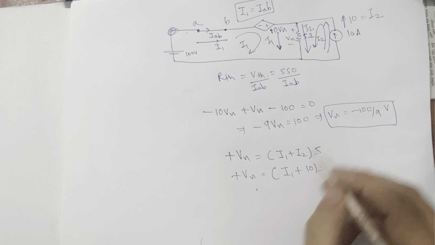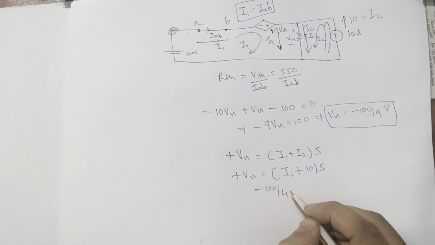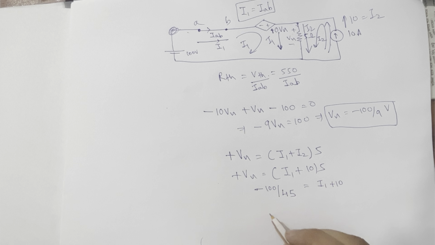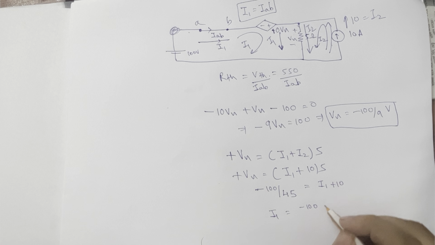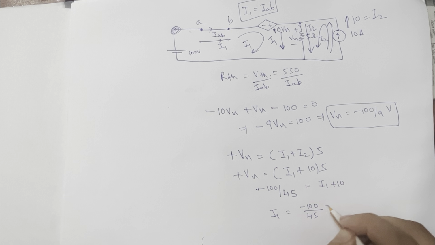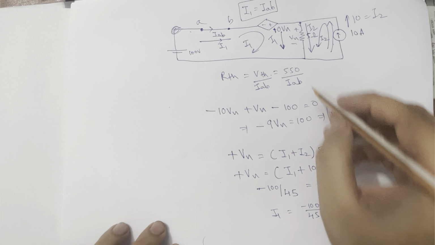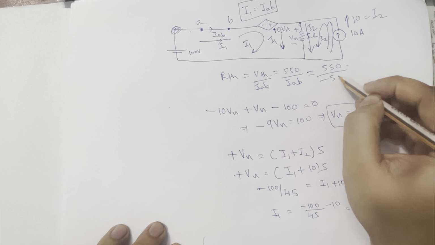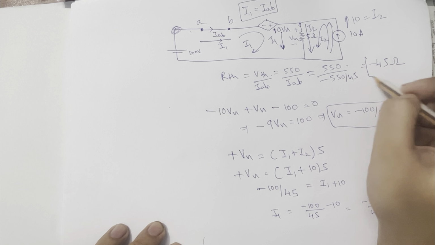So Vx by 5, where Vx is minus 100 by 9, will become minus 100 by 45 when the 5 goes down there. So I1 plus 10 equals that, so I1 will be minus 100 by 45 minus 10, which equals minus 550 by 45. So RTH will be 550 upon minus 550 by 45, equal to minus 45 ohms. So this is what I was talking about.